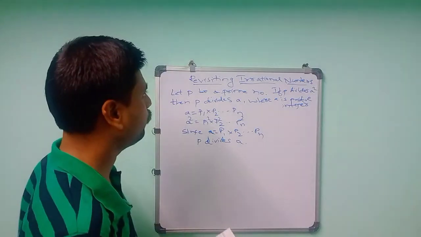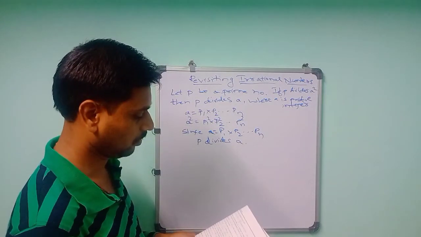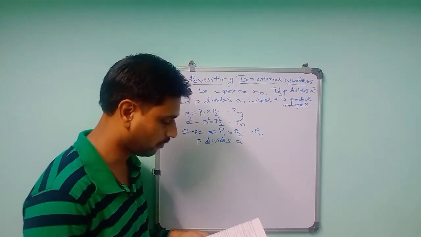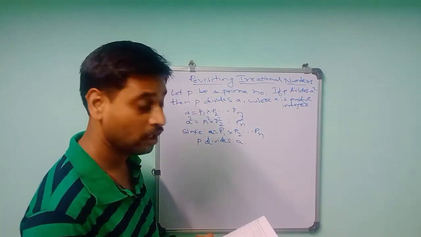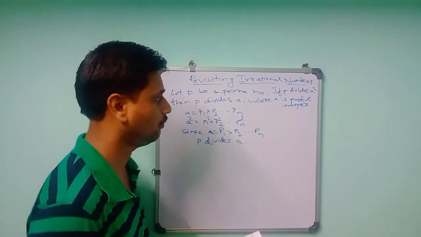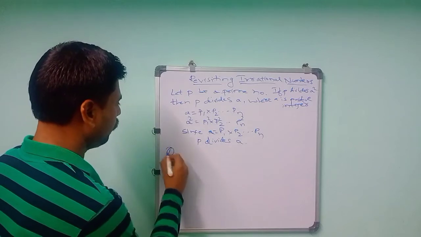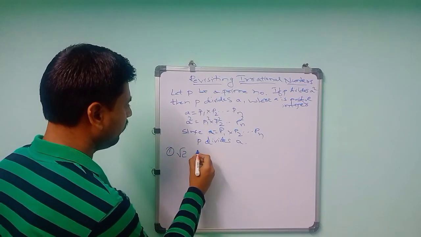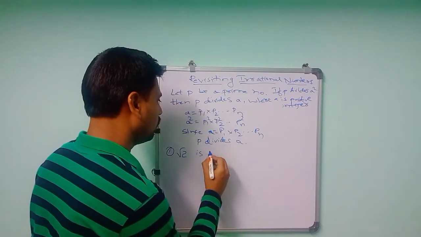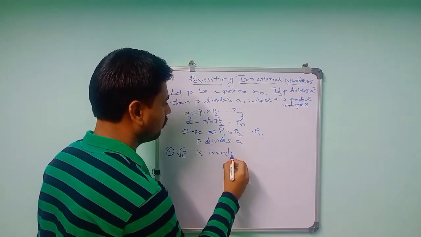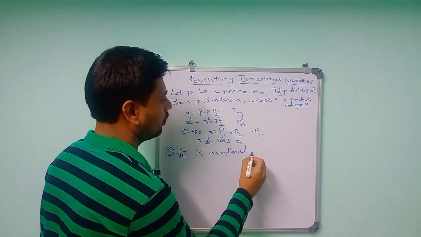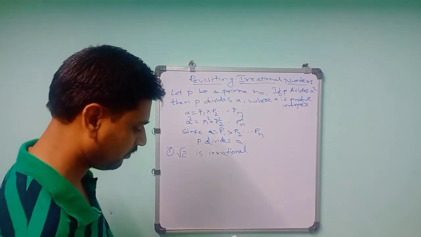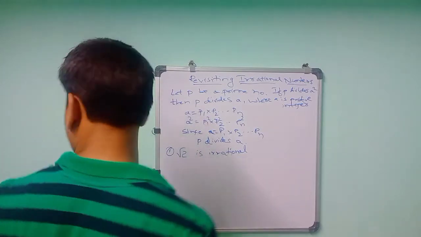Like this you have to prove that roots of prime numbers are irrational. To take an example, root 2 is irrational. So first, root 2 is irrational. You have to write it like this.